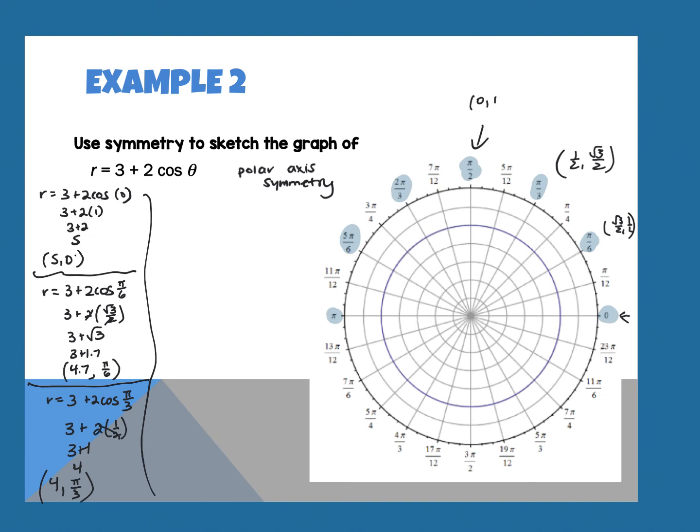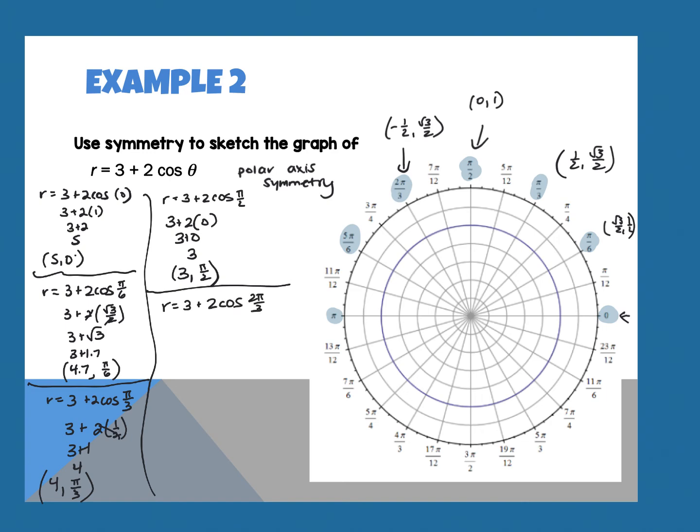My coordinate point here is 0, 1. So I go r equals 3 plus 2 cosine pi over 2. 3 plus 2 times 0. 3 plus 0, which is 3. And it's 3 and pi over 2. Then I go 2 pi over 3, sorry, which is negative 1/2 and root 3 over 2. So I get r equals 3 plus 2 cosine at 2 pi over 3. I get 3 minus 1, which is 2.